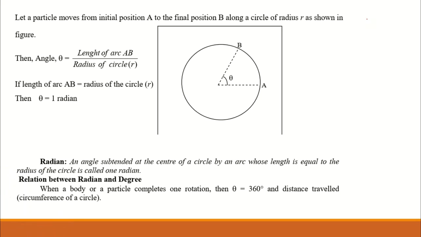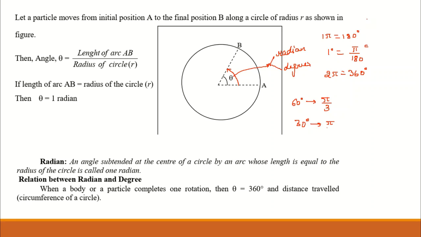Now, in the previous lecture, we have learned that the angle is always measured in anti-clockwise direction. Theta can be calculated in two ways, whether it is in radian or in degrees. We have studied that 1 pi radian is nothing but 180 degree, or 1 degree is nothing but pi by 180 radian. The radian is denoted by c, or we can say that 2 pi is nothing but 360 degree. So 60 degree is nothing but pi by 3.